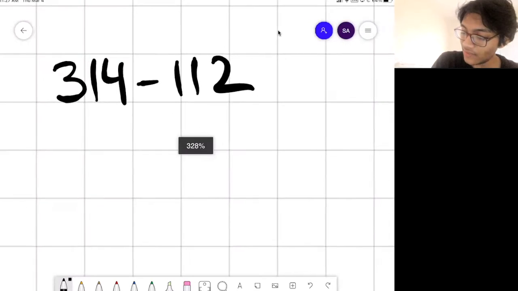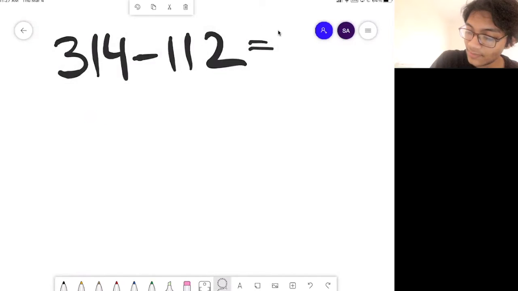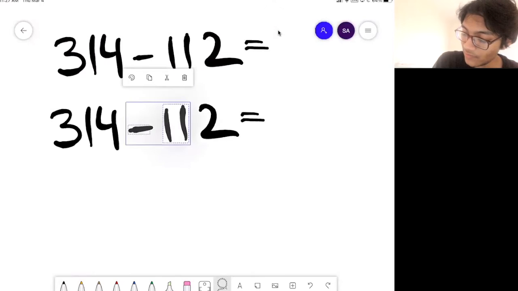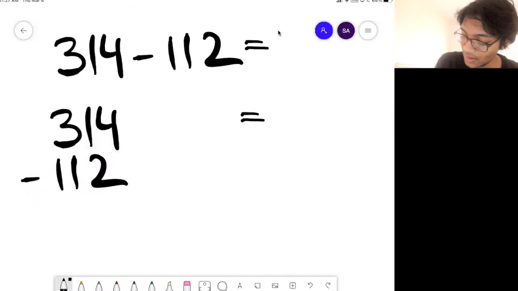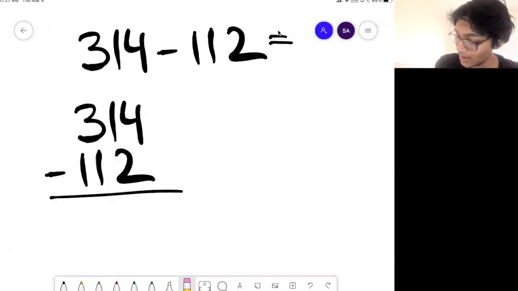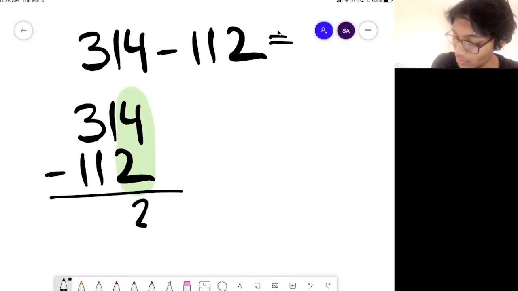Okay, so how are we going to find out what 314 minus 112 is? Well, first thing I'll do is copy this, and I'm going to put it right here on the bottom. Put minus 112 under 314. I'm going to erase anything I don't need, and let's do the math, okay? My first column is 4 minus 2. What's 4 minus 2? Well, hopefully you know by now. 4 minus 2 is just 2.